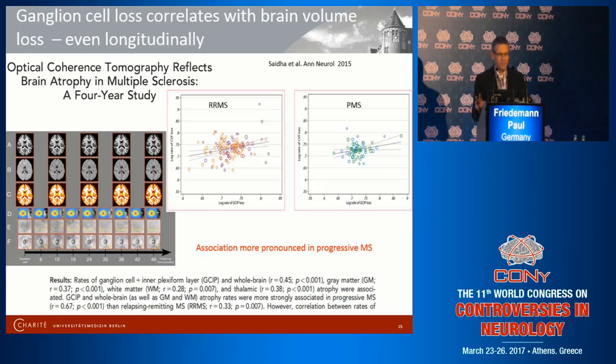But please keep in mind that this does not apply to the individual patient. You cannot infer from the brain volume of a given patient to the retina, or the other direction. That means the correlation on the individual level is quite poor and has not been established. So that means OCT will never become a correlate for brain atrophy.